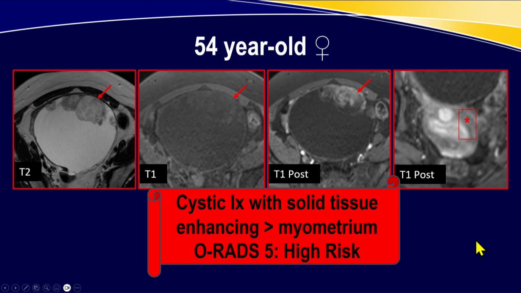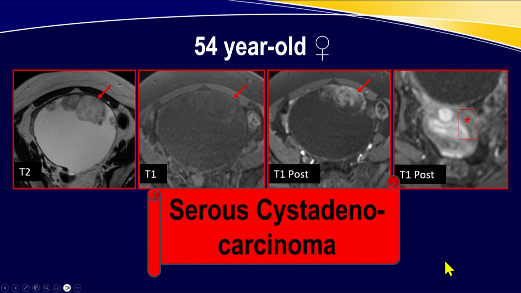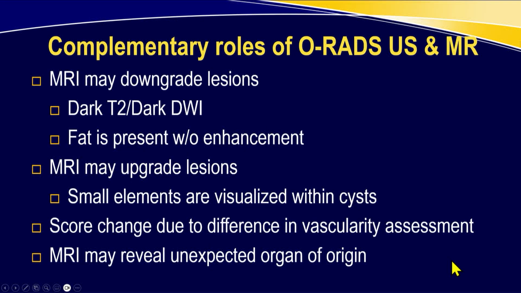So 30 to 40 seconds post-contrast, compare the enhancing solid portion of the lesion next to the myometrium, and that's how you make your determination, usually between O-RADS 4 and 5. And this turned out to be a serous cystadenocarcinoma.